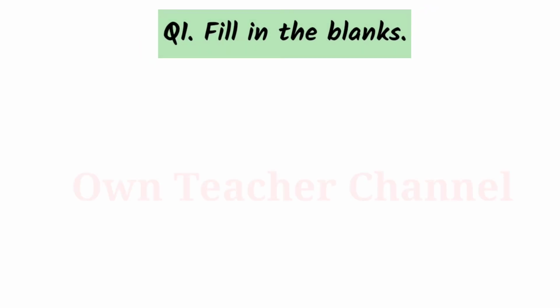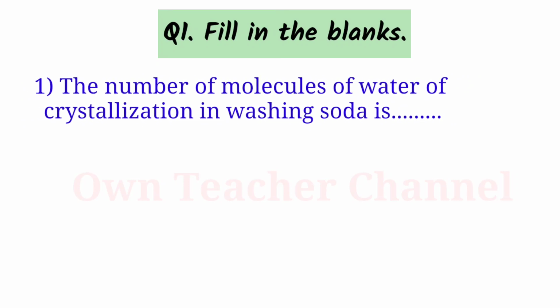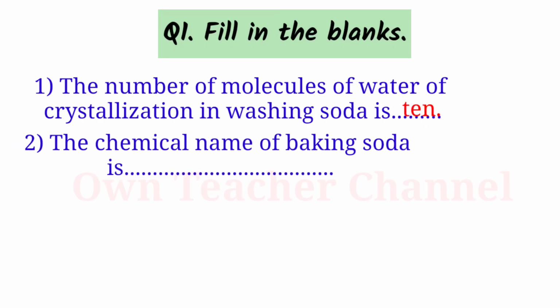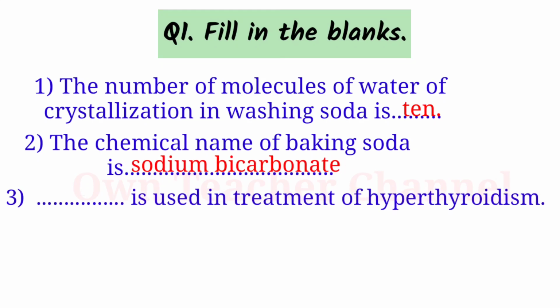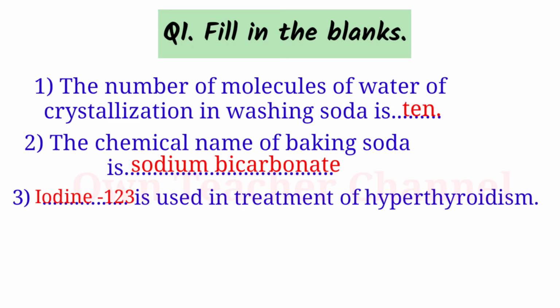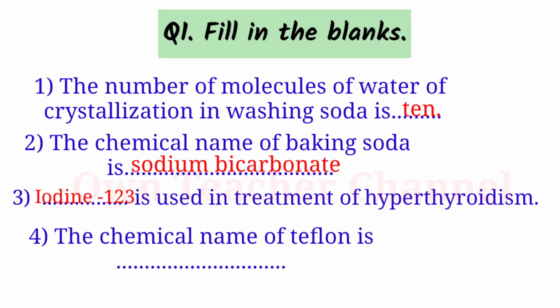Question 1. Fill in the blanks. 1. The number of molecules of water of crystallization in washing soda is 10. 2. The chemical name of baking soda is sodium bicarbonate. 3. Iodine 123 is used in treatment of hyperthyroidism. 4. The chemical name of Teflon is polytetrafluoroethene.